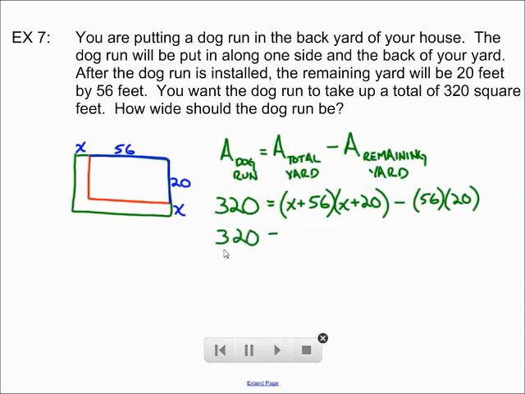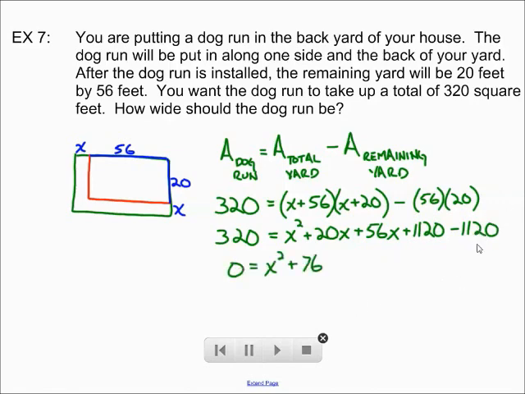All right, so first of all we can start by multiplying and simplifying the right side here. x times x is x squared, x times 20 is 20x, 56 times x is 56x, and 56 times 20 is 1120. We also have 56 times 20, which is 1120 here. Put this in standard form. Obviously, those cancel out, and we'll subtract 320 from both sides.